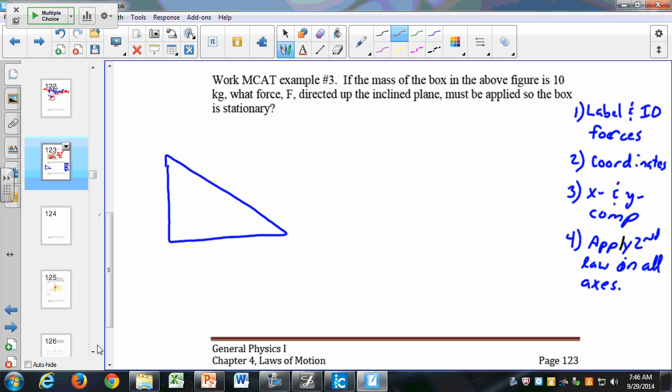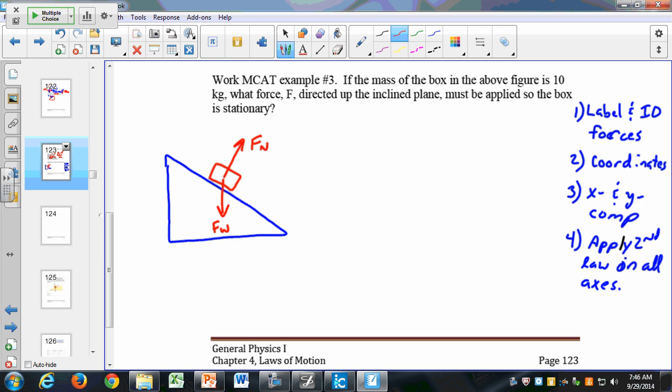I have a block that's sitting on it. And I know that I have several forces. What are they? The normal force. Right, so I have the weight of the object, Fw, and then my normal force, which is perpendicular to the surface. And then I have a third force. What is that?